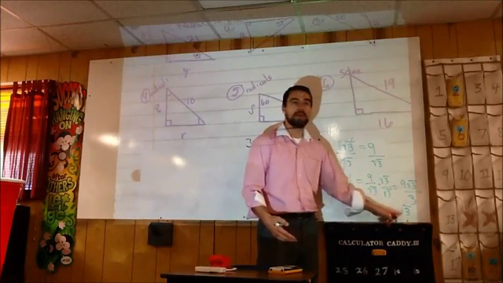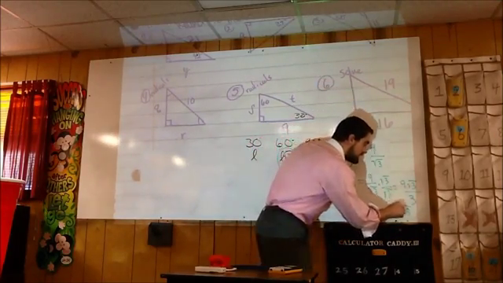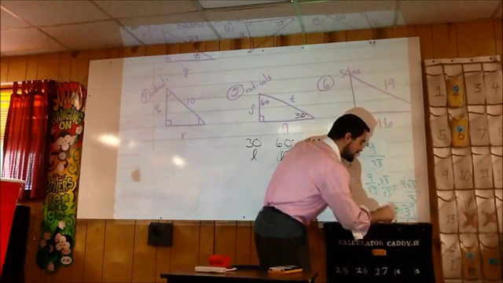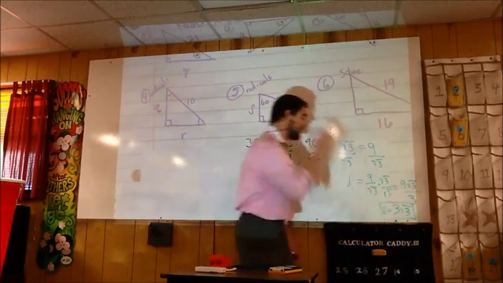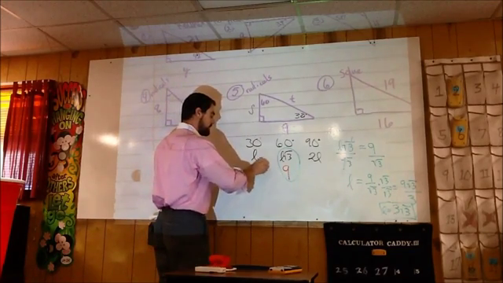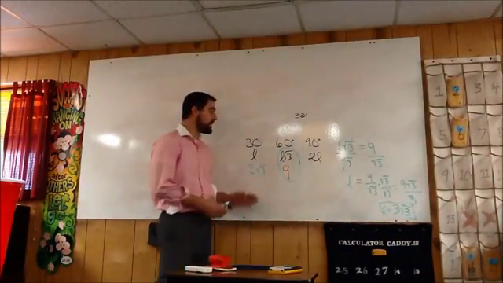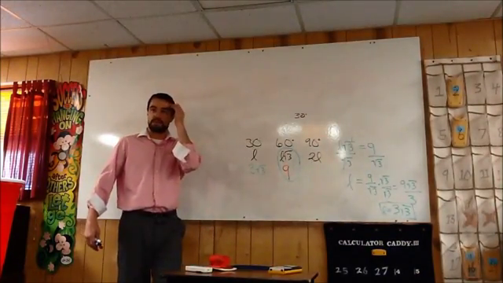So it just stays square root of 3. But 9 divided by 3 is 3. So my new coefficient is 3. And that is the length of my short leg. Questions on how I determine the length of the short leg?